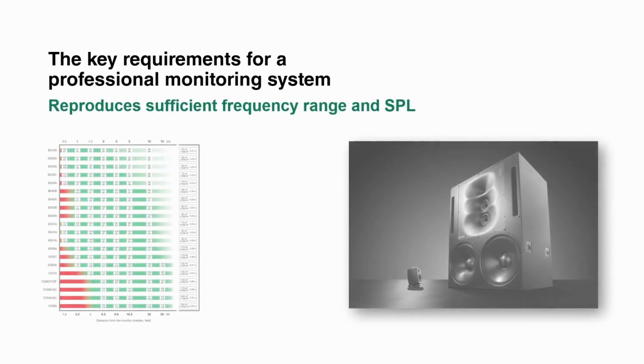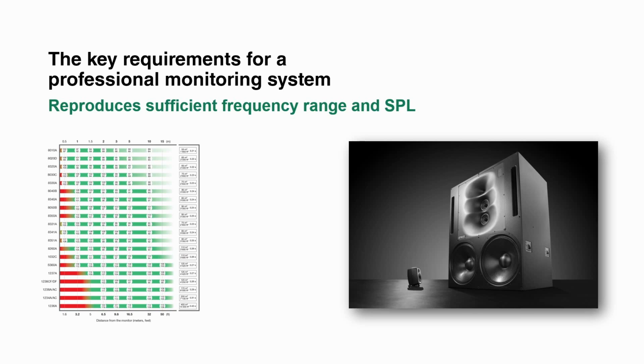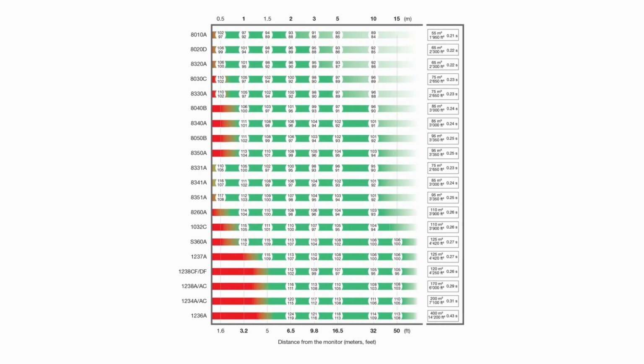Another consideration would be ensuring that a monitoring system can reproduce a sufficient amount of SPL as well as low frequency extension. So we have a number of resources available on our website to allow customers to assess how low they need a monitoring system to play, and also how loud they need it to play. An example of this, if we're working in an immersive format where we may want to hit a certain SPL at a certain distance, we can use this chart on the left to correctly specify a monitoring system given a specific listening distance.